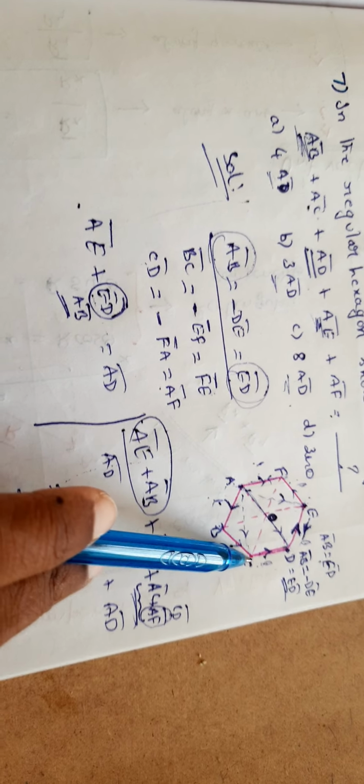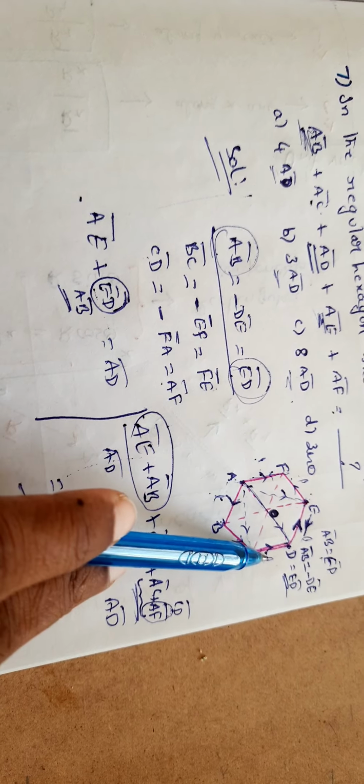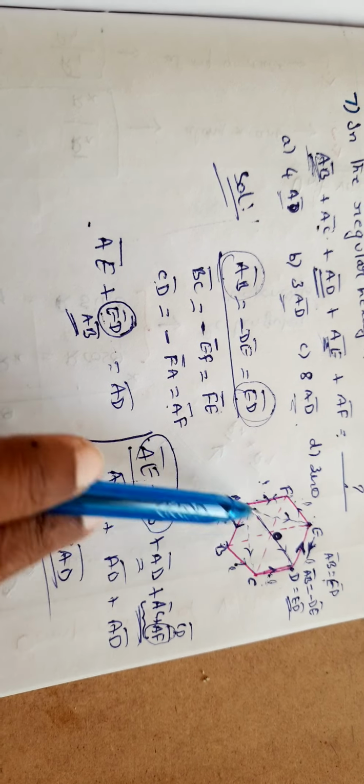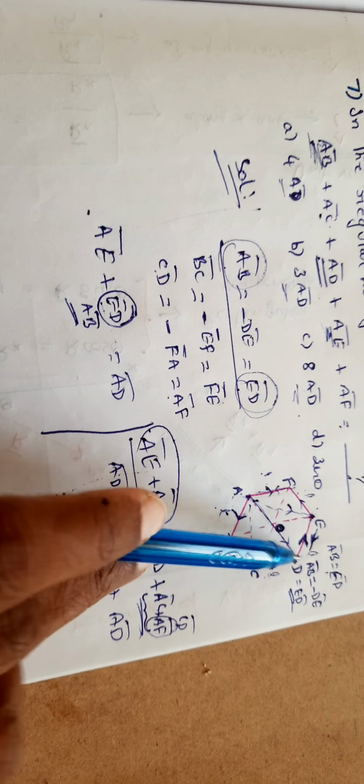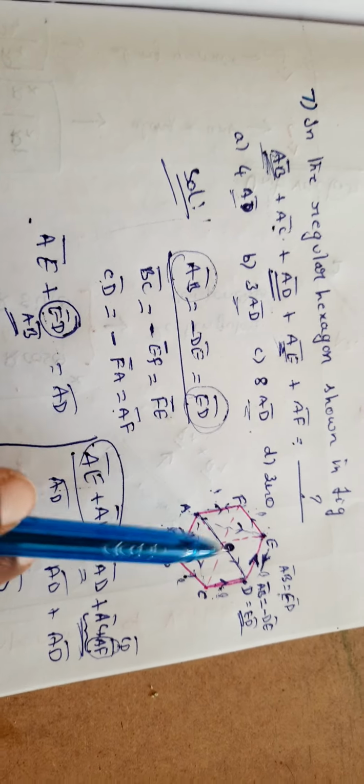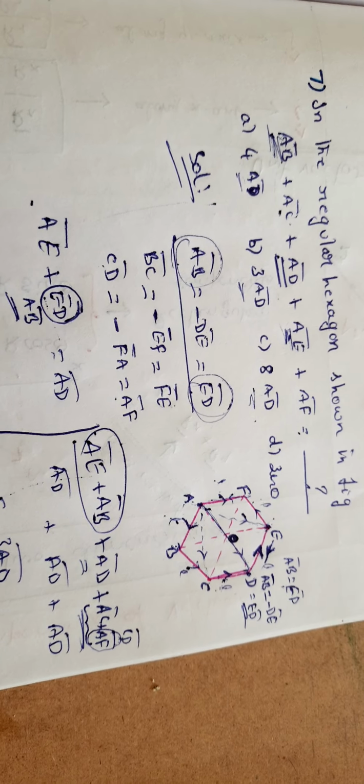Now AC bar plus AF bar is given. That means I need this one. Exactly these two are equal. So CD bar. So AC bar plus CD bar is AD bar. Very easy. Like this method helps you in solving this very easily.